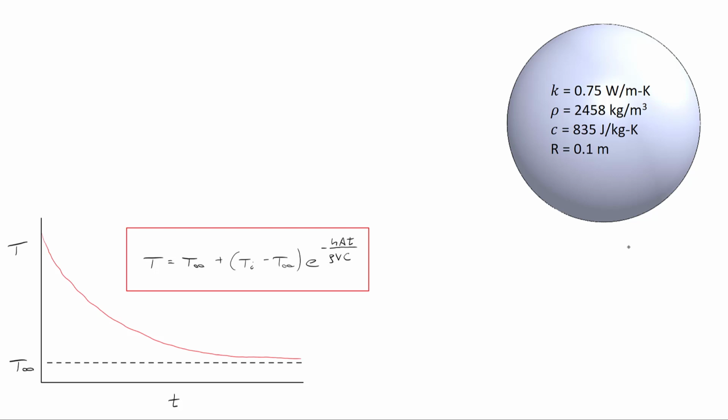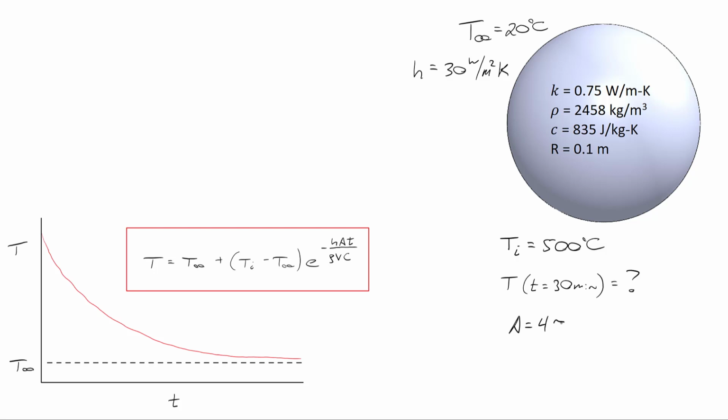Let's use this equation to solve an example problem in which we have a sphere made of glass with a radius of 0.1 meters and known thermal conductivity, density, and heat capacity. We also know that the ambient temperature T infinity is equal to 20 degrees C, and the heat transfer coefficient h is equal to 30 watts per meter squared Kelvin. The sphere is really hot to begin with, at an initial temperature of 500 degrees C, and we want to figure out the temperature at a time of 30 minutes.